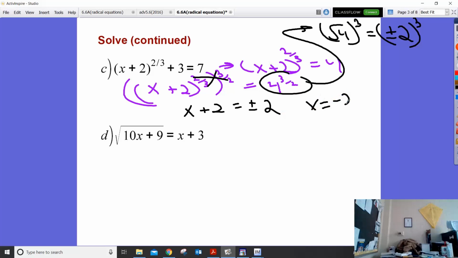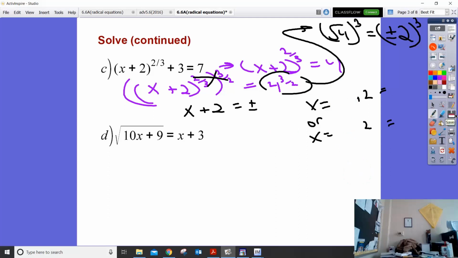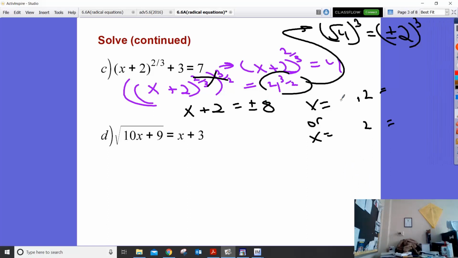So x is either negative 2 plus 2, or x is negative 2 minus 2. Right? Oh, I wrote down 2 in there. There we go. So negative 8 minus 2 or positive 8 minus 2. Negative 6 and negative 10. Yes, positive 6.